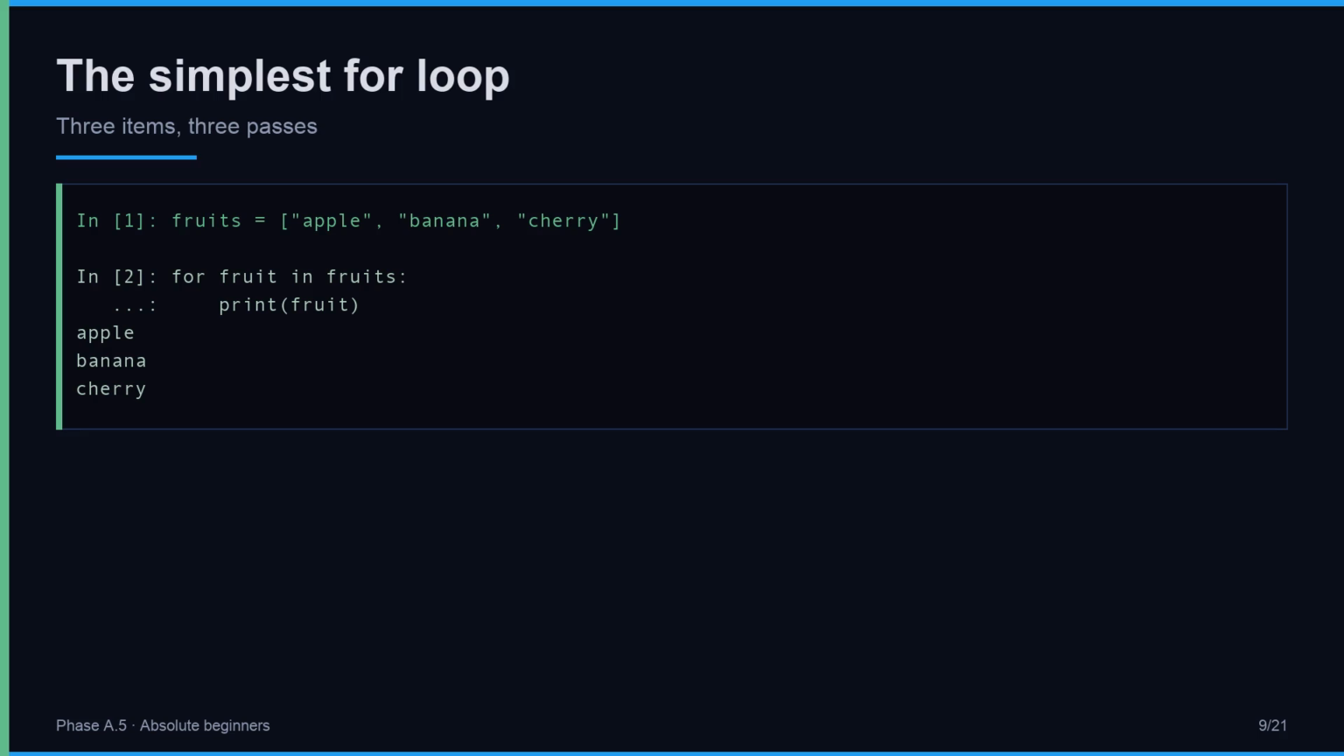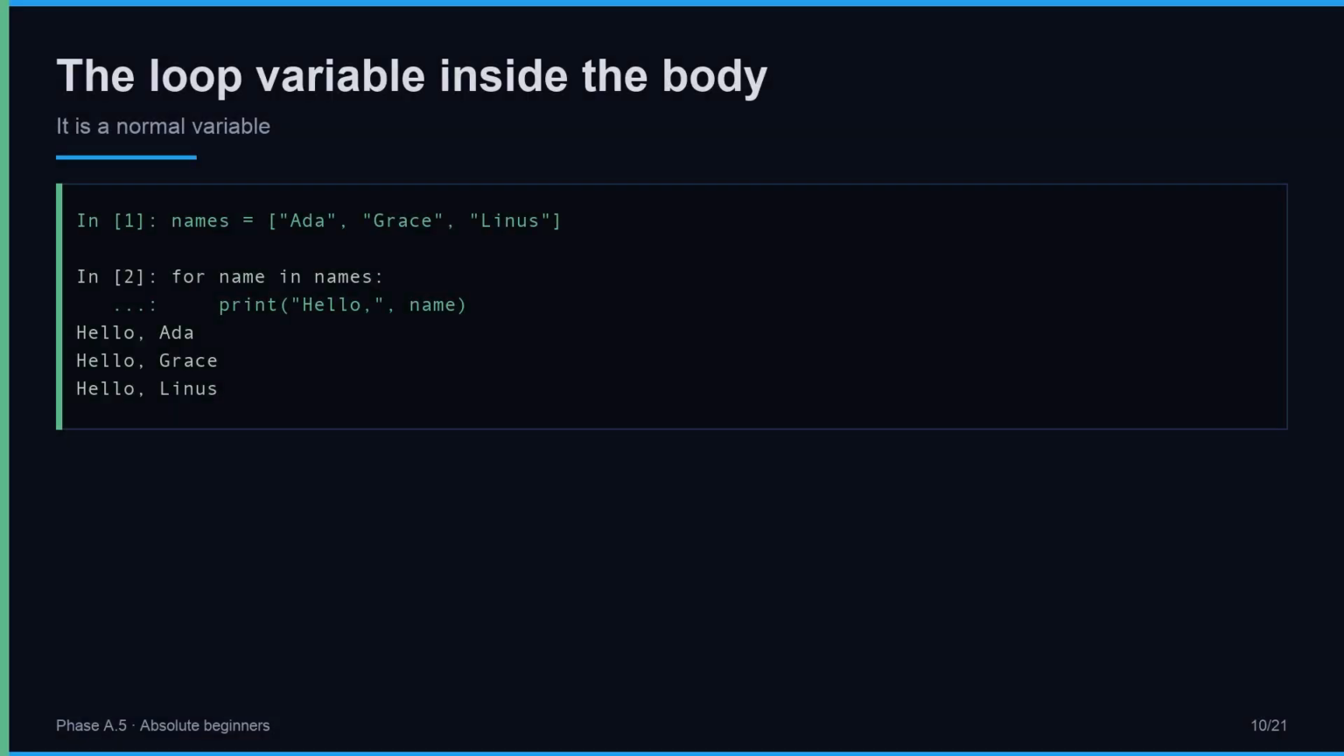3 items, 3 passes, same shape, slightly richer body. Names is a list of 3 people. The header is for name in names, colon. The body prints hello, name, and name is whatever the loop is on right now. First pass, name is Ada, so you see hello, Ada. Second pass, name is Grace, hello, Grace. Third pass, name is Linus, hello, Linus. Notice that the body uses the loop variable as if it were a normal variable. It is a normal variable. Python just keeps changing what it points to.